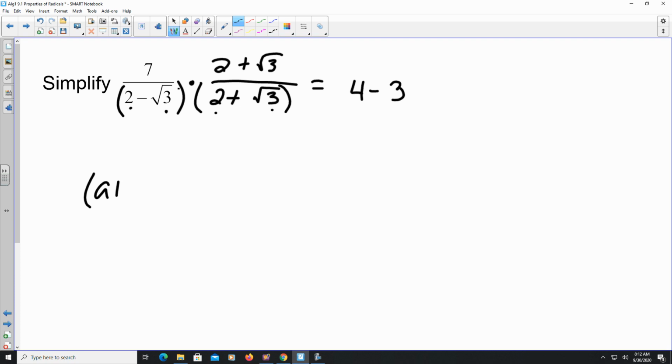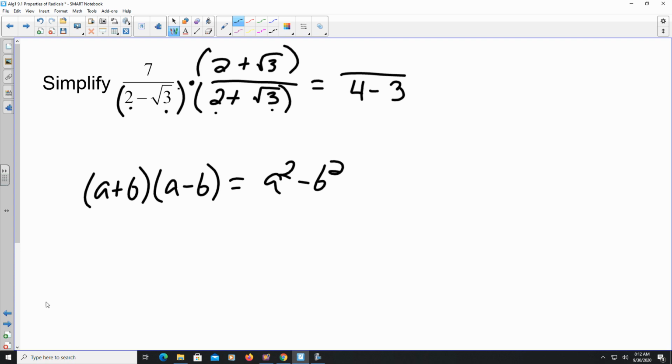All right, just like you would do with the sum and difference pattern. So if you had a plus b times a minus b, it's just going to be a squared minus b squared. All right, that's what we got. 2 squared minus square root of 3 squared. That's all that is. On the top, you're going to distribute 7 over 2 plus the square root of 3, which turns into 14 plus 7 times the square root of 3. And 4 minus 3 is 1, so essentially it's just 14 plus 7 times the square root of 3.